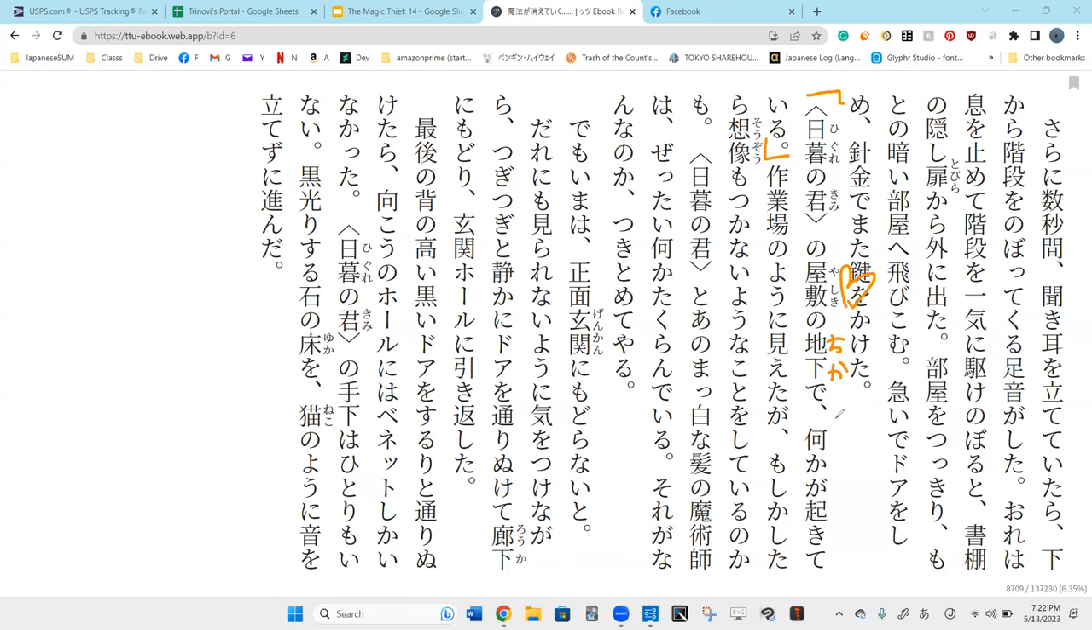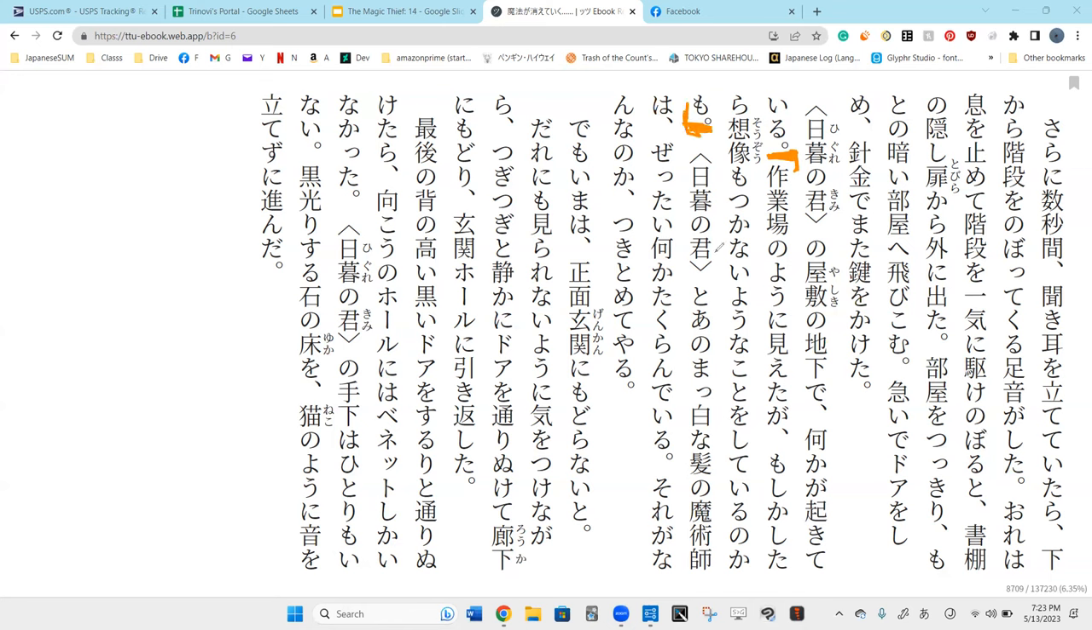De, nanika ga okite iru. So he says that at the basement of the Lord of Twilight's mansion, something had awakened. Something occurred. Something is going on there. Okite iru, it's happening.